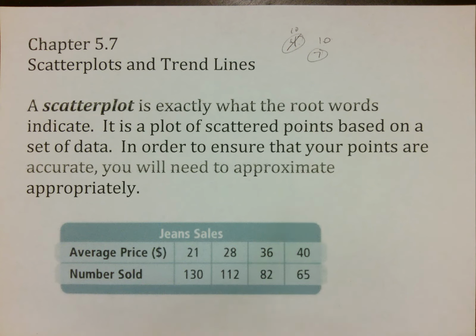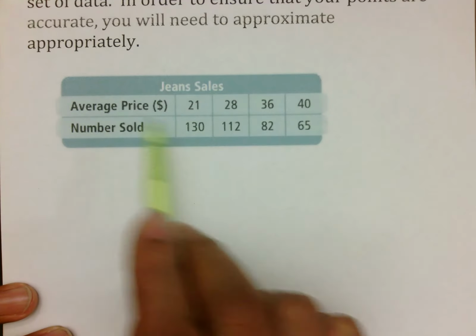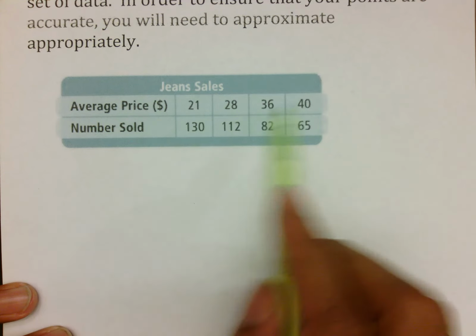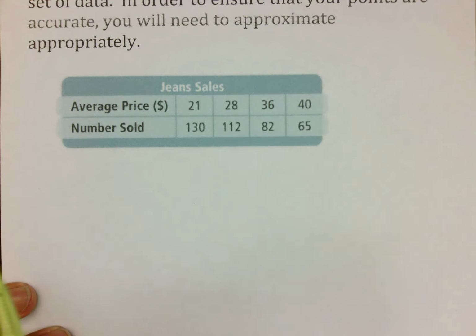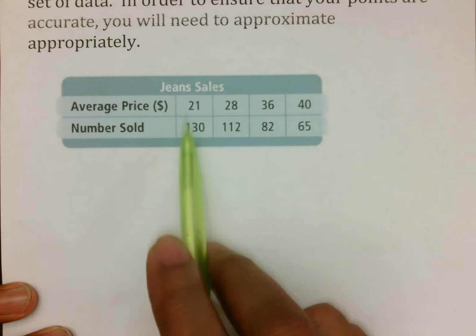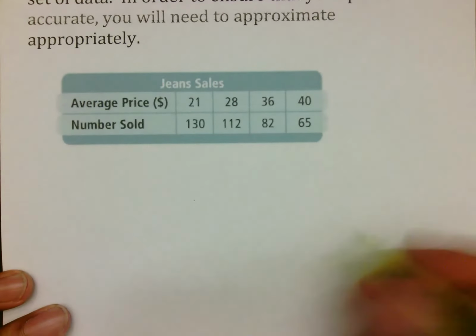Scatter plot is exactly what the root word indicates. The words scatter and plot: it is a plot of scattered points based on a set of data. Typically, whenever real life kicks in, the numbers are not always lined up perfectly, and so in order to ensure your points are accurate, you need to make sure that you approximate. So let's say you have something talking about jeans sales, where average price is here and the number sold. If there is a certain price of jeans, maybe the price affects the number of jeans sold, as it probably would. The cheaper the price of jeans, the more that will sell. As the price of jeans goes up, sales probably go down. But again, that's what the scatter plot will tell you.